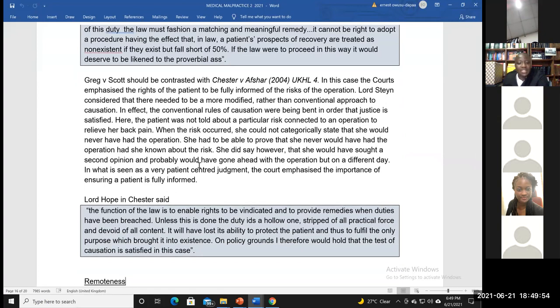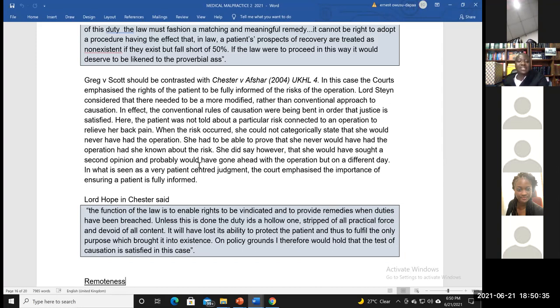And Lord Hope in Chester will make the point that the function of a law is to enable rights to be vindicated and to provide remedies when duties have been breached. Unless this is done, the duty is a hollow one, stripped of all practical force and devoid of all content. It will have lost its ability to protect the patient and thus to fulfill the only purpose which brought it into existence. On policy grounds, I therefore will hold that the test of causation is satisfied in this case.